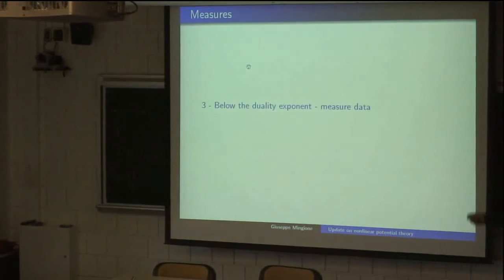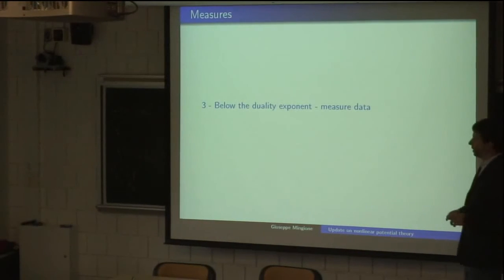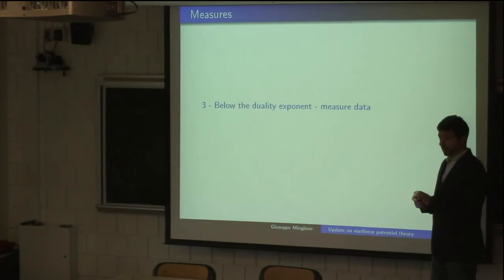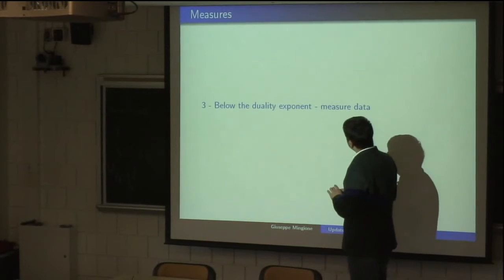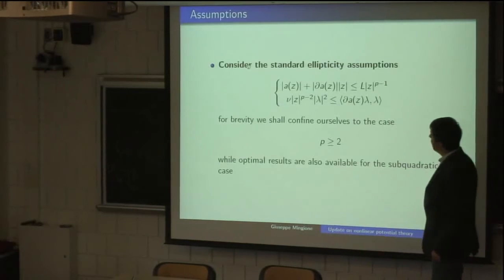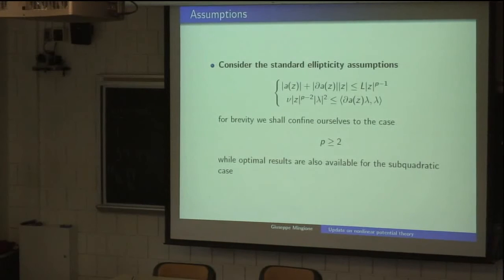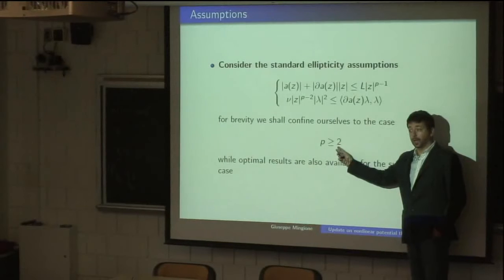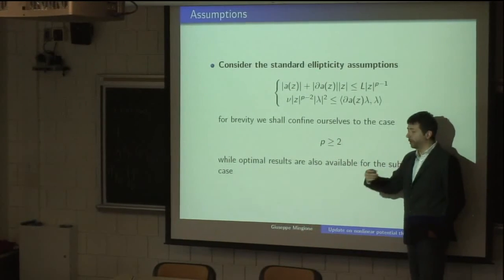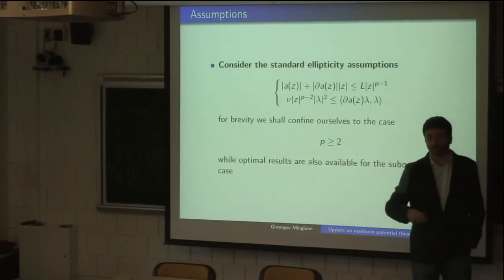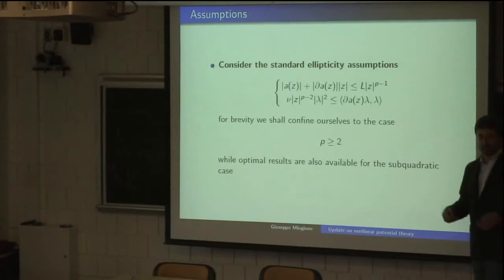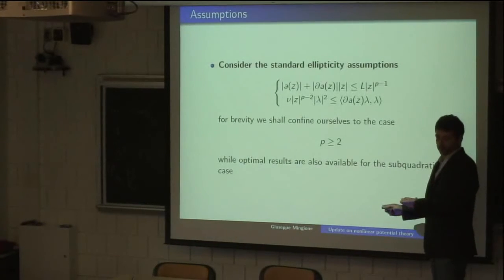Well, I'm going to talk about the cases where you are below the duality exponent. So the right hand side doesn't belong to the dual. I'm going to talk again about the same operators, and for simplicity I'm going to talk about the case p larger than 2. I'm restricting to this because otherwise, when you go below 2 with measure data, you have to add more definitions. There are certain cases where the solutions you're considering are not even in Sobolev spaces. This can be fixed in a way, but it's too long to be reported here.